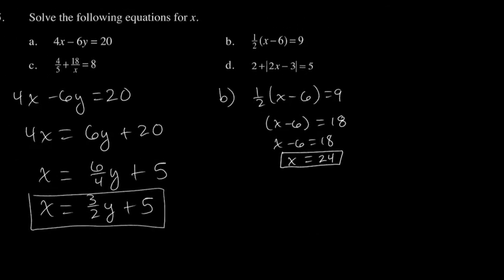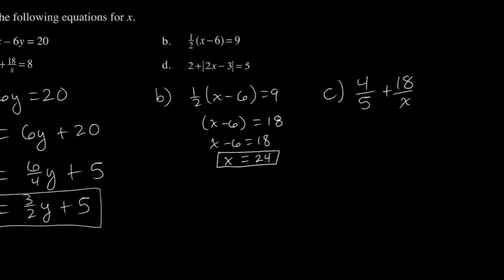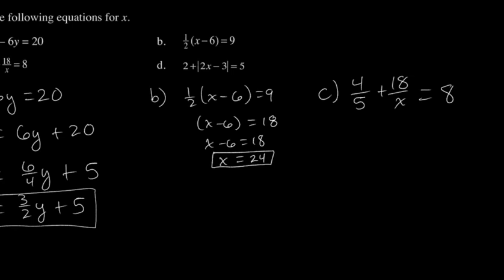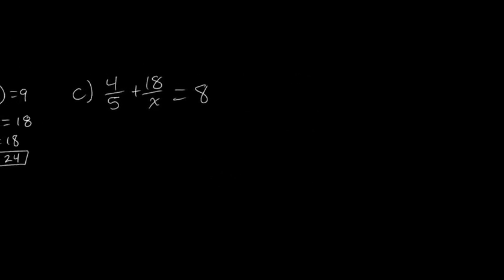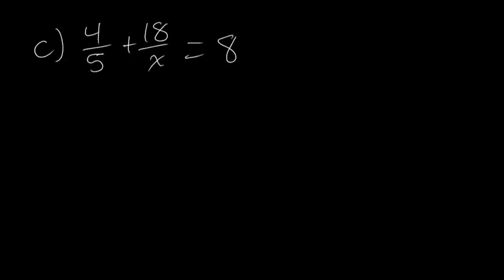Let's go ahead and write down, let's see, C. I have this ratio, I have 4/5 plus 18 over x, and that equals 8. So this is an excellent candidate for fraction busters, and I'm going to bust up these fractions, right? I'm going to bust up the fractions by multiplying all the terms on both sides by 5x over 1. 5x over 1 will do an excellent job of eliminating these fractions.